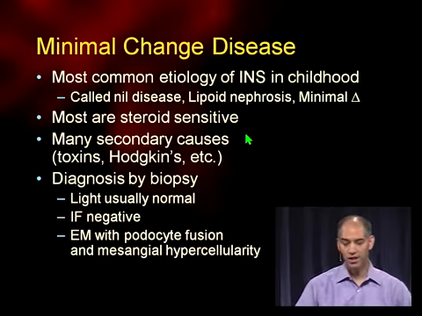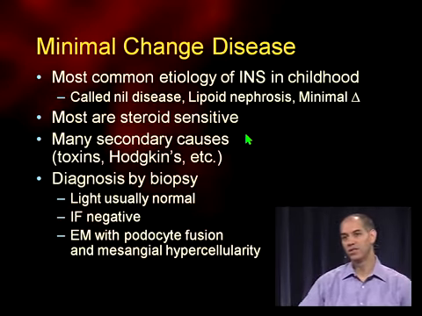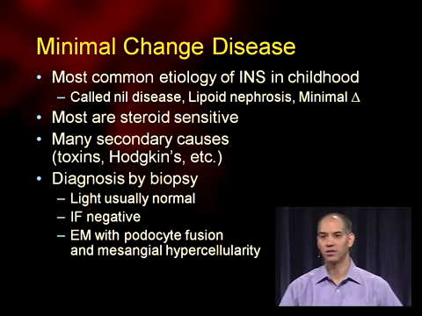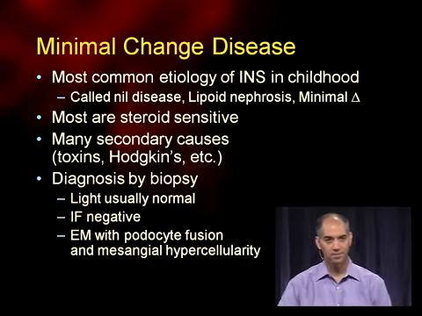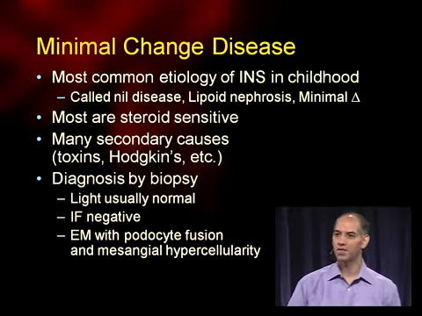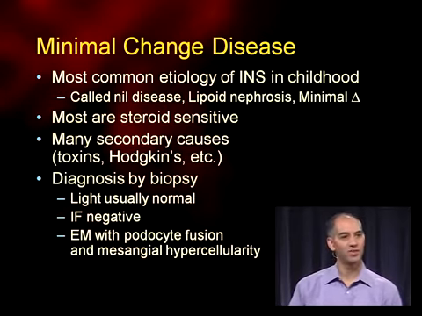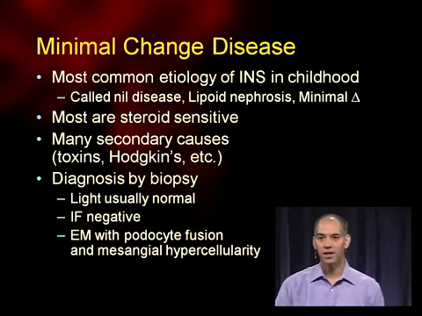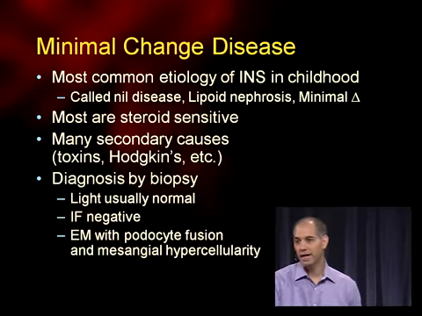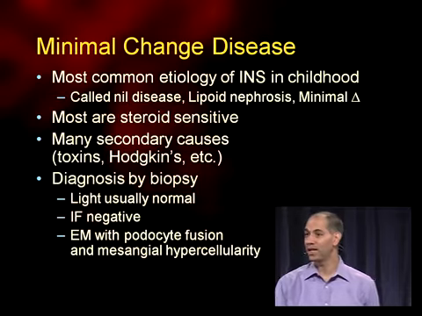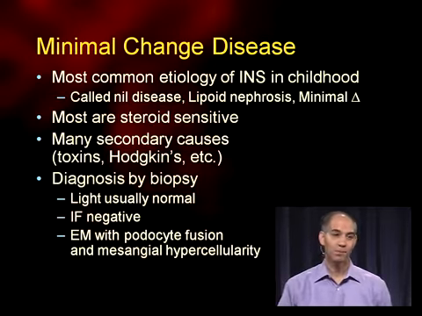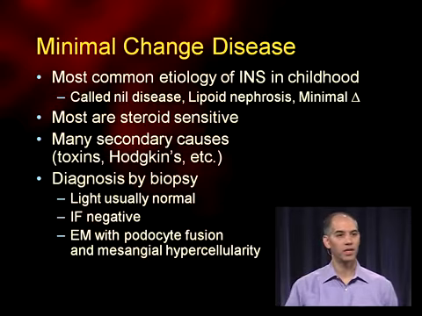Minimal change disease, whether it's 65% or 85%, it is still the most common cause of nephrotic syndrome in childhood. It's sometimes called Nil's disease or lipoid nephrosis because they're losing a lot of cholesterol, so they have the hyperlipidemia. There are a lot of secondary causes of this, but in pediatrics, it's usually a primary problem. We diagnose it, as we diagnose any of these nephrotic syndromes, by biopsy. You can't tell what the cause of nephrotic syndrome is without a biopsy.